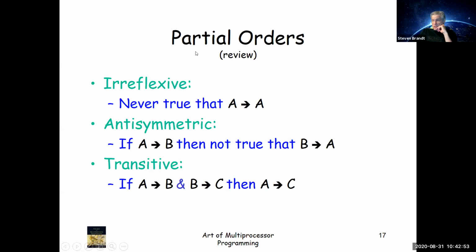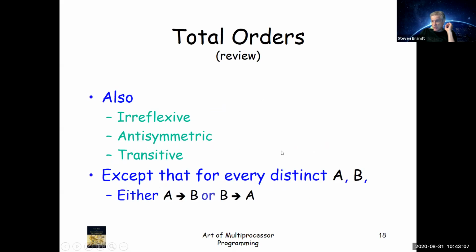So this is what's called a partial ordering. It's irreflexive, A never precedes A; antisymmetric, if A precedes B, then B does not precede A; and transitive, as we discussed before. So this is the basic rule of partial orders. Total orders are also irreflexive, antisymmetric, and transitive, except that for every distinct A and B, either A precedes B or B precedes A. There's no overlap.